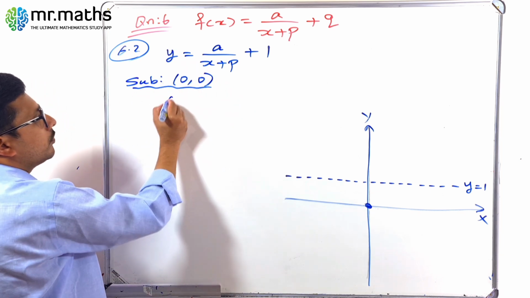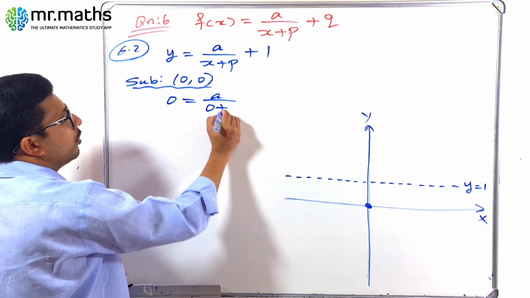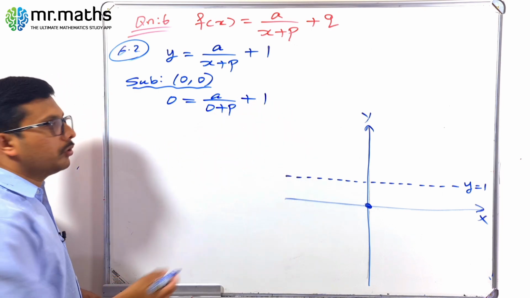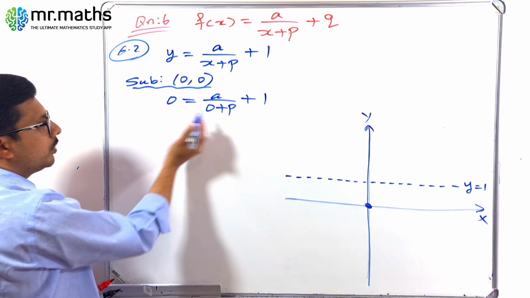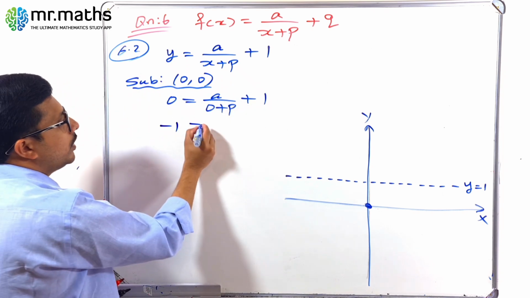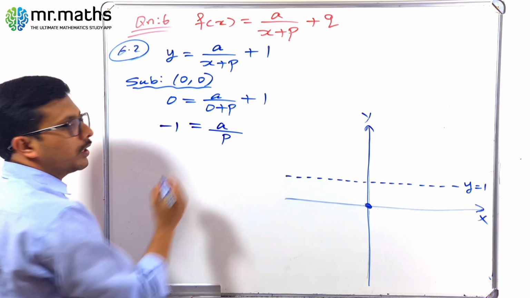So y, which is 0, equals a divided by x, which is also 0, plus p, plus 1. You know that 0 plus p is p. Take this 1 to the other side, so on this side it is minus 1, equal to a over 0 plus p, which is p.